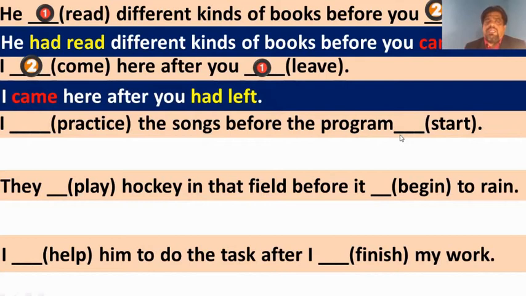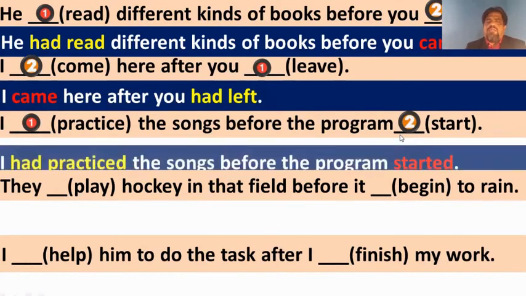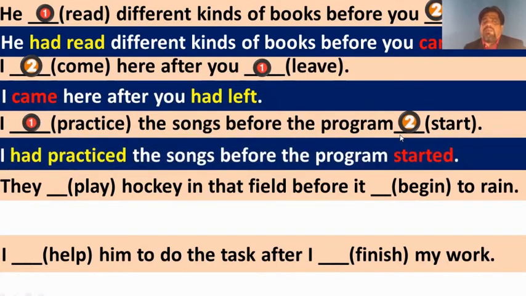In the third sentence: I practice the song before the program starts. Two words, practice and start. Which action happened first? Practice. And which action happened second? Start. Therefore, practice must be written in past perfect and start must be written in simple past. And here comes the answer: I had practiced the song before the program started.